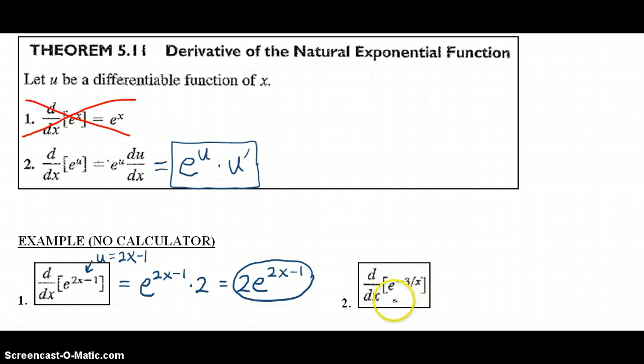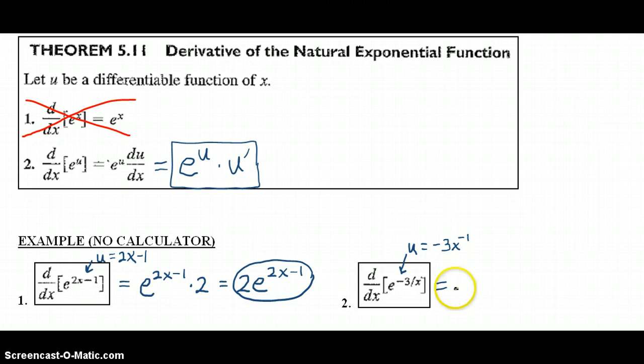Our second example, derivative with respect to x of e raised to the negative 3 over x power. This time, our u is negative 3 over x, which I'm going to rewrite as negative 3 x to the negative 1 power. And the reason that I rewrite that is because I know I'm going to have to apply the chain rule to find u prime. And by rewriting it as negative 3x to the negative 1, I can apply the power rule very easily when I take my u prime in a minute here.